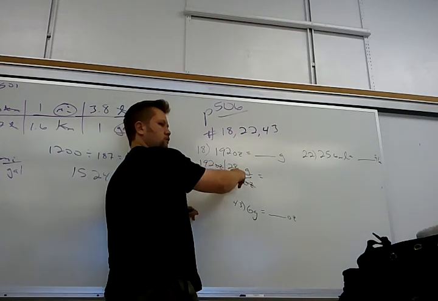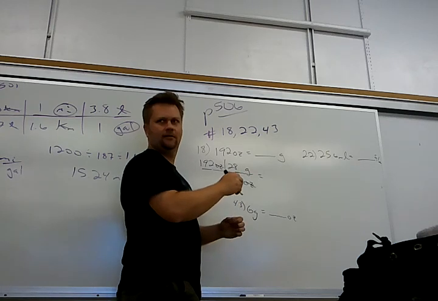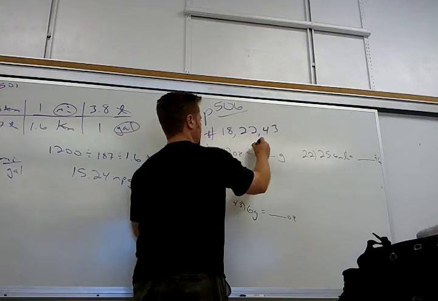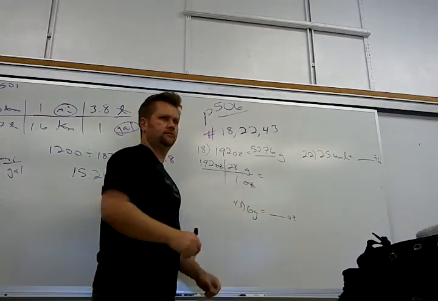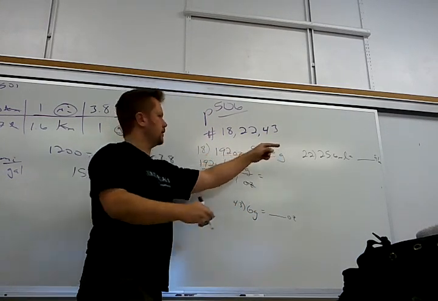So what is 192 times 28? 5,376. I think that's what I heard. Yes. Okay, 5,376.